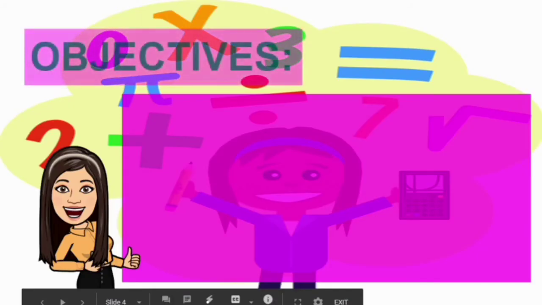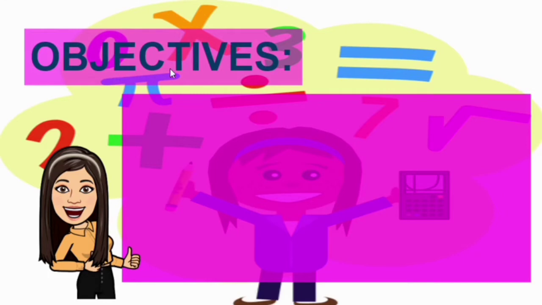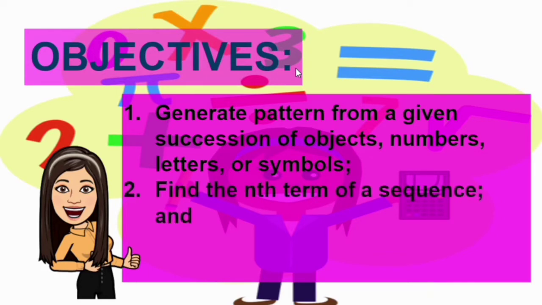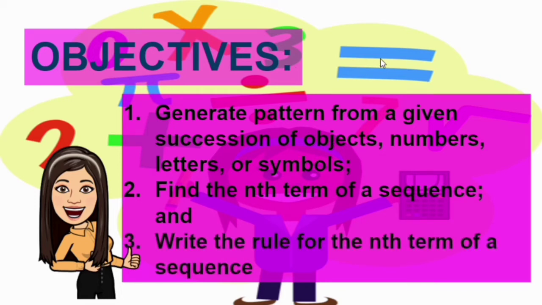So the objectives of our today's session are as follows. Number 1, generate pattern from a given succession of objects, numbers, letters, or symbols. 2, find the nth term of the sequence. And lastly, write the rule for the nth term of a sequence.